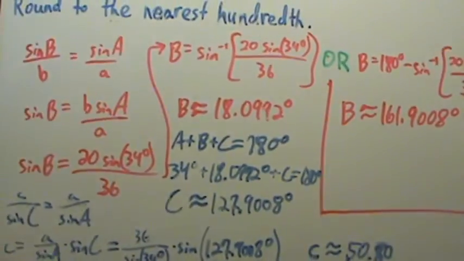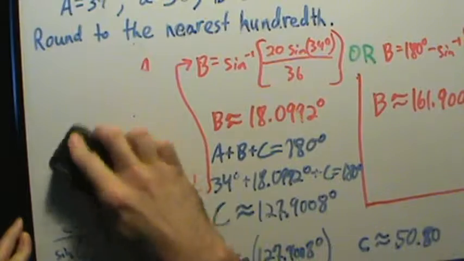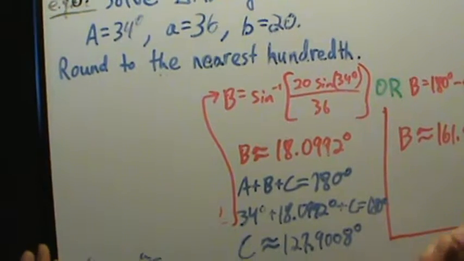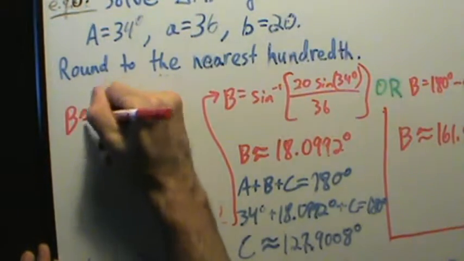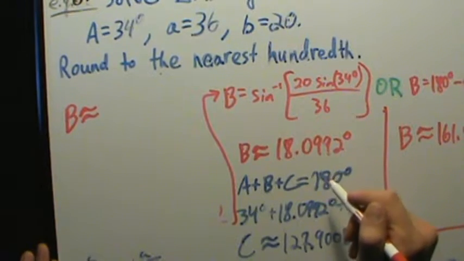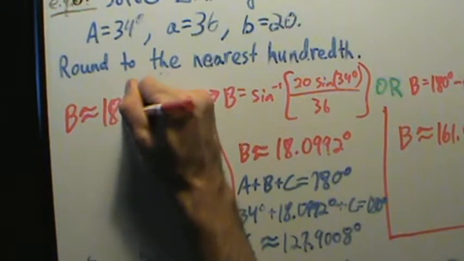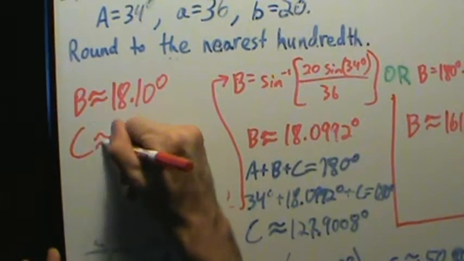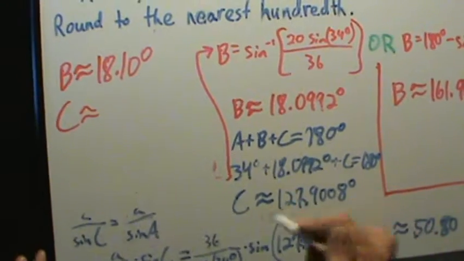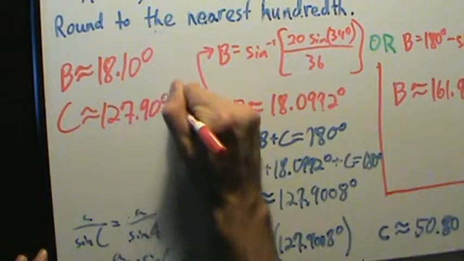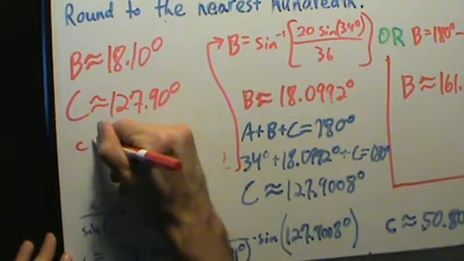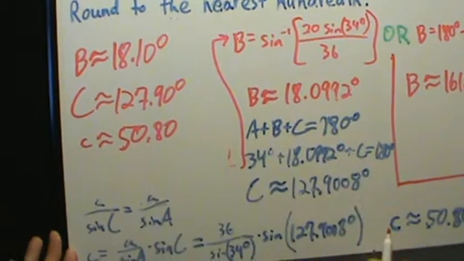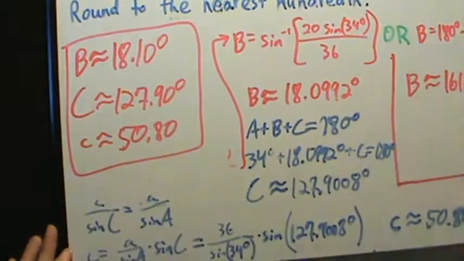So let's summarize the answers there. We'll erase this mess here, because we don't really need that anymore. So now for the final answer, we only have to round to the nearest hundredth. So let's say big B is approximately 18.10 degrees. Okay, if we round to the nearest hundredth, that's going to be 18.10. Big C is approximately 127.90 degrees. And then little c we got was approximately 50.80. Pretty big. Okay, so that's for that case.